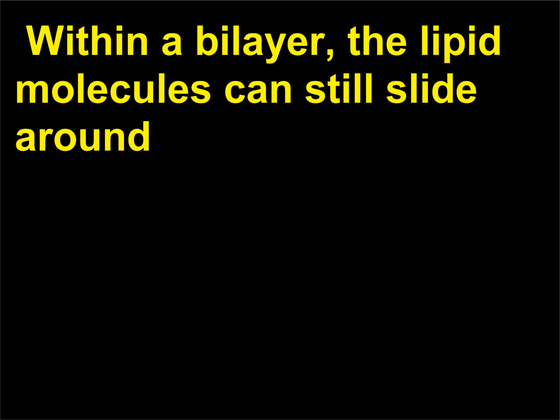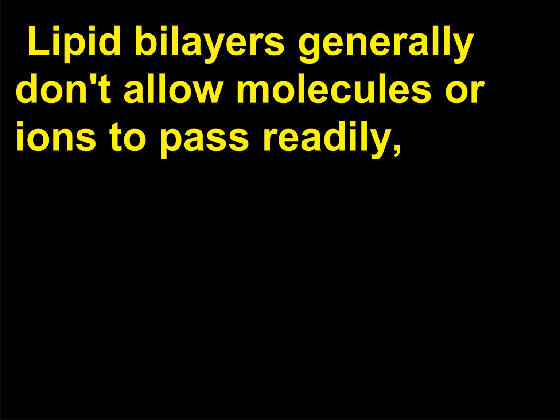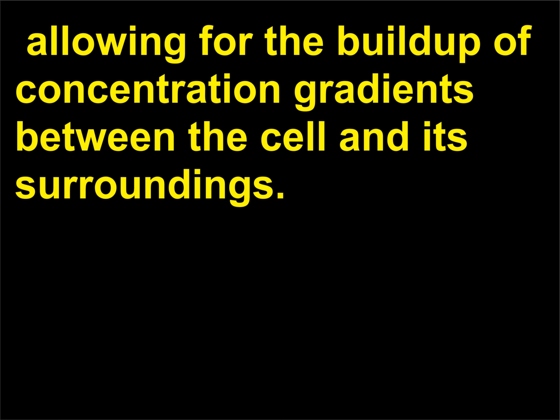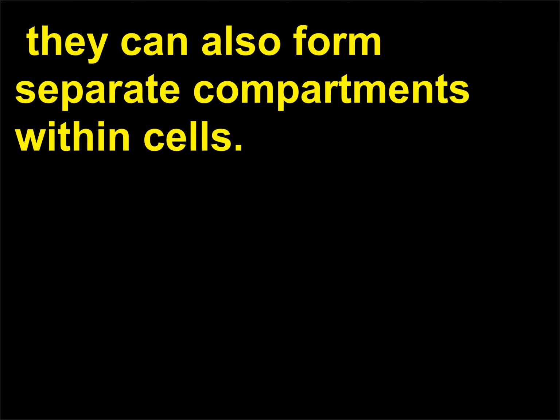Within a bilayer, the lipid molecules can still slide around, and can even flip from one side of the bilayer to the other. Lipid bilayers generally don't allow molecules or ions to pass readily, allowing for the buildup of concentration gradients between the cell and its surroundings. Lipid bilayers are also found elsewhere. They can also form separate compartments within cells.